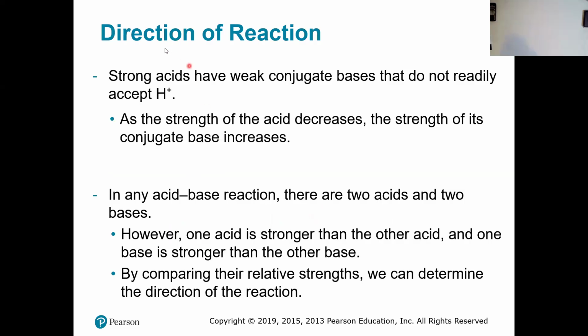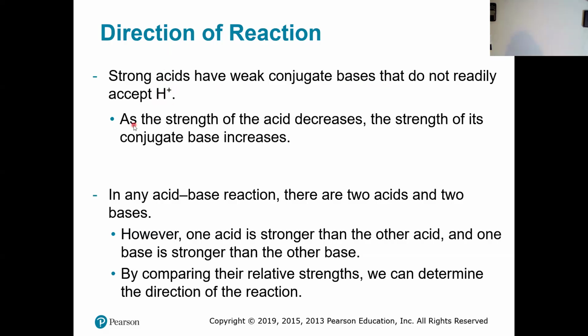Now, we can figure out the direction of our reaction, the direction of our separations, of our ion formation, based on the strength of our acid or our base. Okay? Strong acids are going to have very weak conjugate bases, and those conjugate bases will not want to accept hydrogen ions and reform into their original compounds. Because strong acids are very good at staying separated and making your solutions acidic.